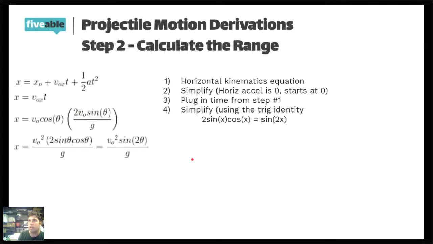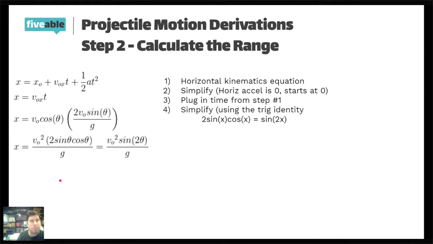Okay, so that's 0. So this acceleration term disappears. So we're left with x equals v naught t. We sub in the v naught term from our trig earlier, and we sub in the time term from what we just found. Putting those together, we get x equals v naught squared times 2 sine theta cos theta over g. And realistically, if this was a test question, this is good enough to leave it in.